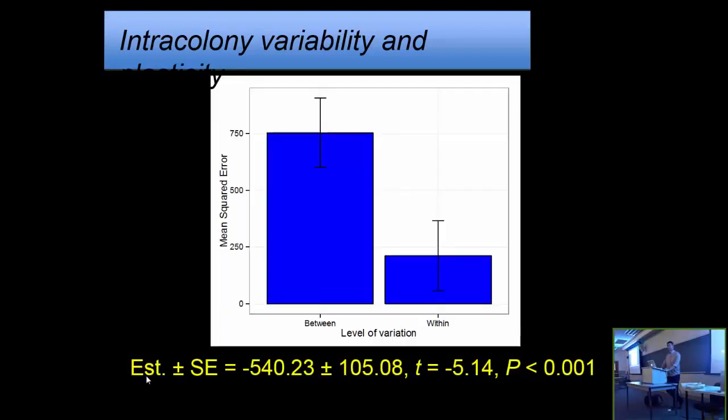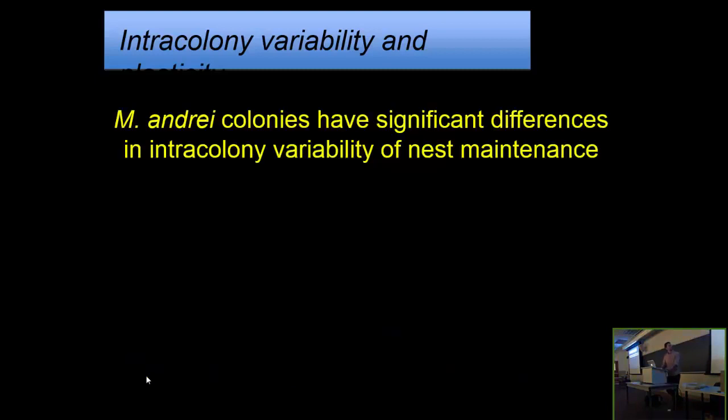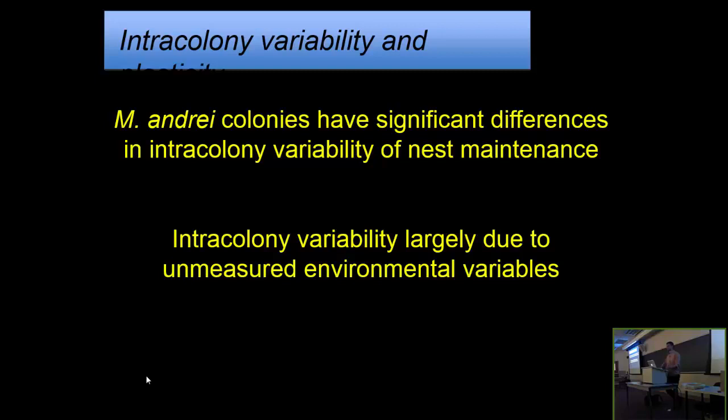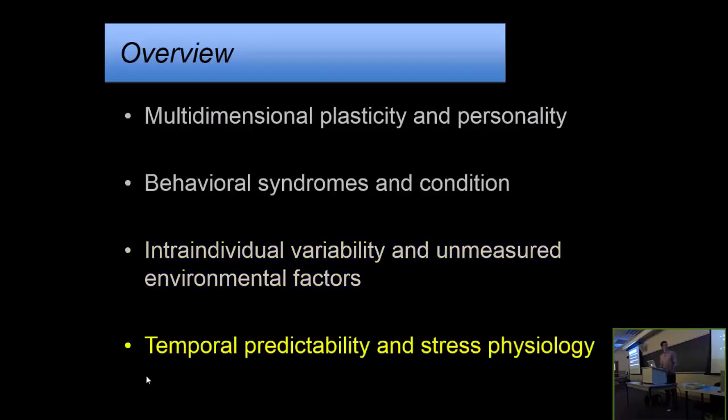and then testing whether those are different. And we see that there's substantially more between-day variation than within-day variation, suggesting that even though Messor andrei colonies have significant differences in intra-colony variability of nest maintenance, that intra-colony variability is largely due to unmeasured environmental variables, suggesting that these other factors are very important in assessing this aspect of behavioral variation, and actually, to some extent, are causative.